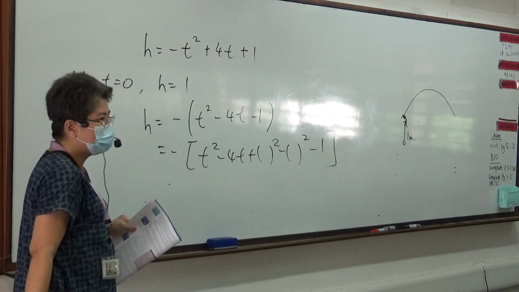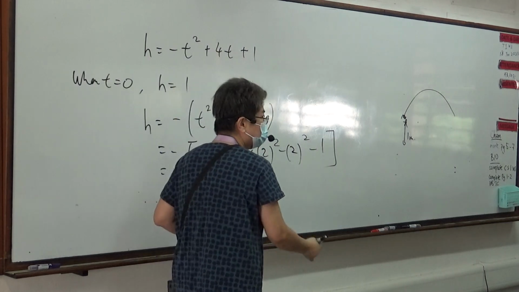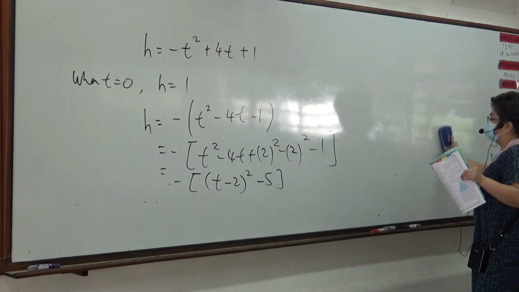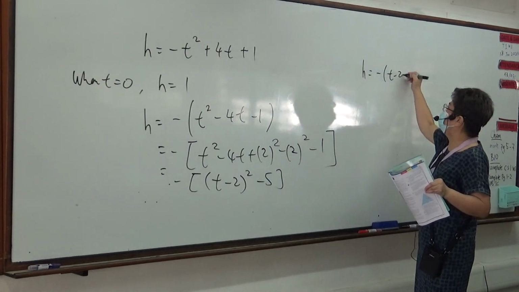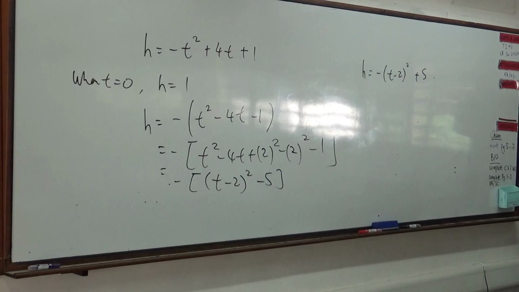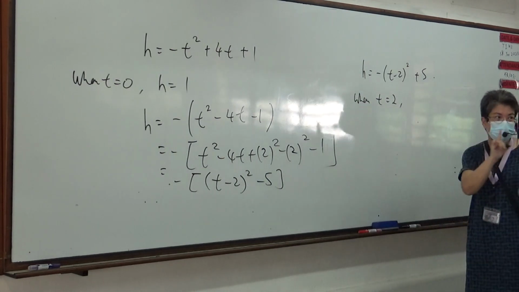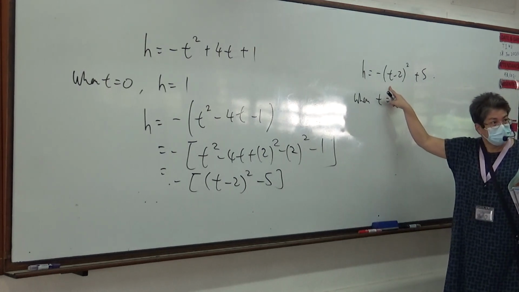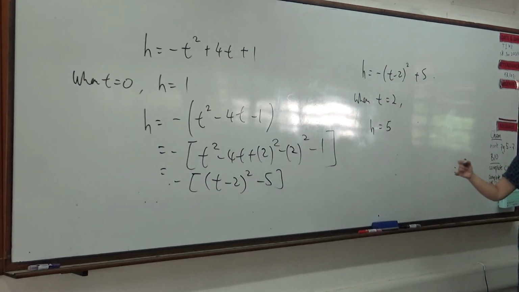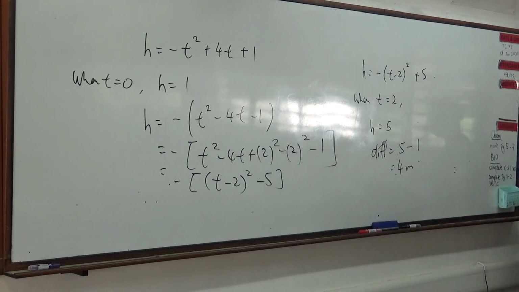What's inside the bracket? 2. T minus 2 square. What's outside? Negative 5, right? So, what is the completed square form? Negative T minus 2 square plus 5. Everybody okay? Okay. Now, that means when T is 2, it will be at the highest point. Because here now, remember? Okay, so what is H? H will be 5, right? Agree? So what's the difference in height? 5 minus 1? Answer? 4 meters. Are we clear?